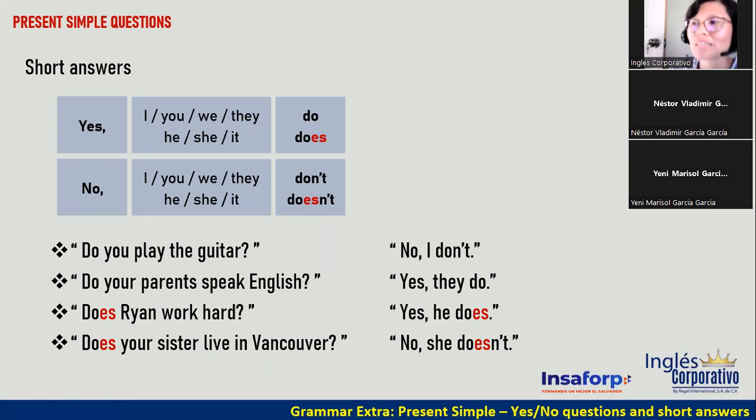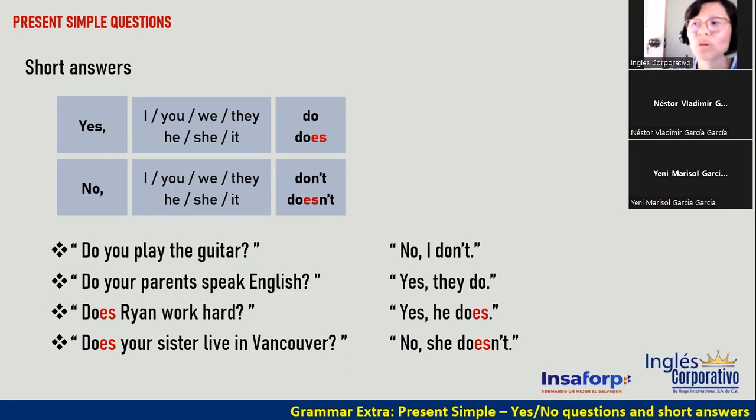And we were saying that if we begin with an auxiliary, like do or does, right? That we have to add or insert, right? The verb, okay? Si yo comienzo con, do you live in San Salvador? The short answer is going to be, yes, I do, or no, I don't, ¿verdad? Entonces, sí o no, ¿verdad?